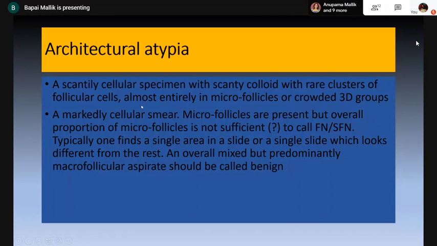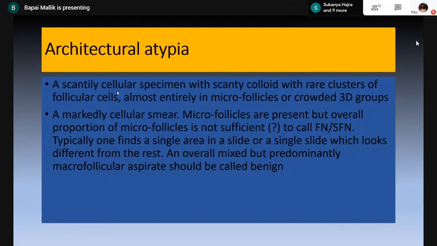So what if we look at a smear where you have the same features, microfollicles, crowded 3D groups, scanty colloid, but the specimen is highly cellular? You will not call it AUS. You are going to call it follicular neoplasm / suggestive of follicular neoplasm. So that is the major difference.